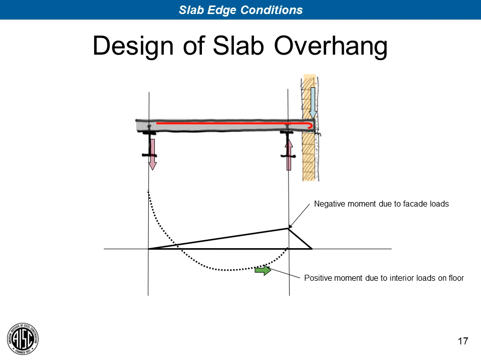You have a positive moment due to interior loads on the floor that looks something like this, but you have a negative moment over that spandrel beam that looks something like this. And these may not cancel each other out. You may need to develop a fair bit of negative moment reinforcement in the top surface of the slab well into the span.